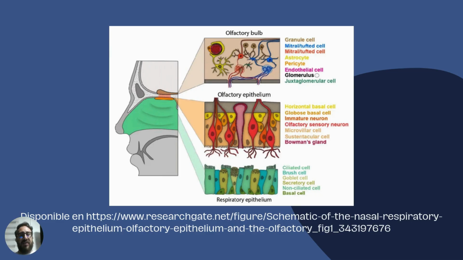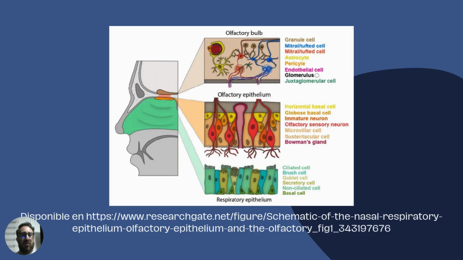The inner surface of the nasal cavities is covered by a specialized mucosa. It's called nasal mucosa. In most areas, this mucosa is composed of respiratory epithelium, which is pseudostratified ciliated columnar epithelium with goblet cells.